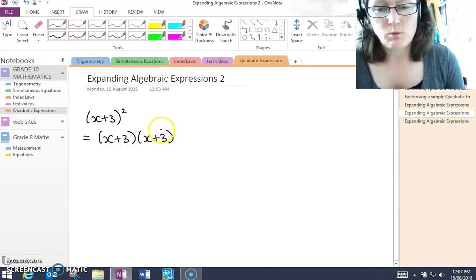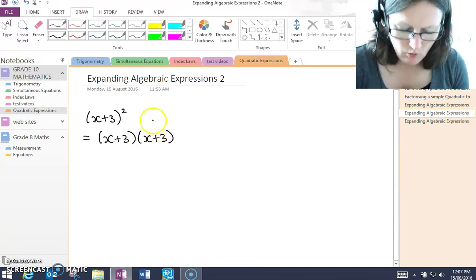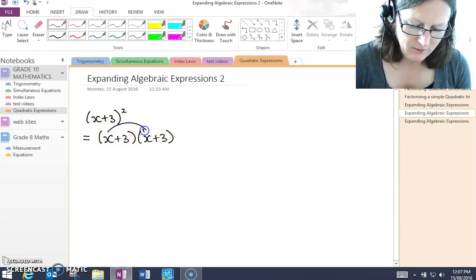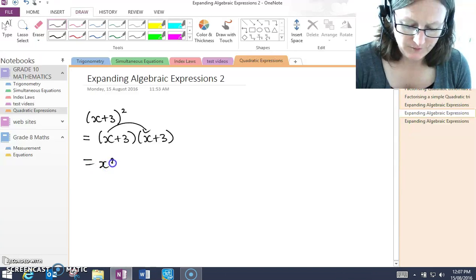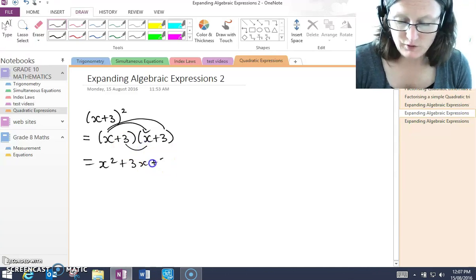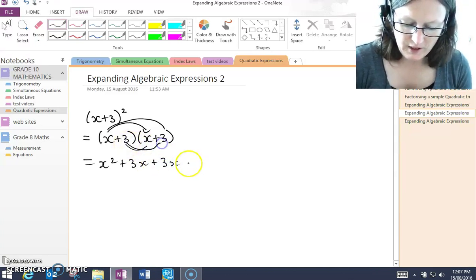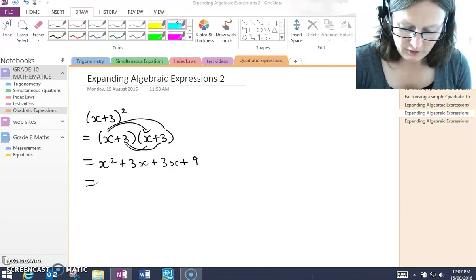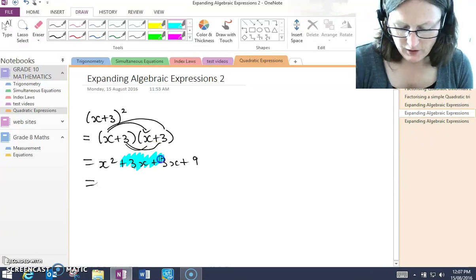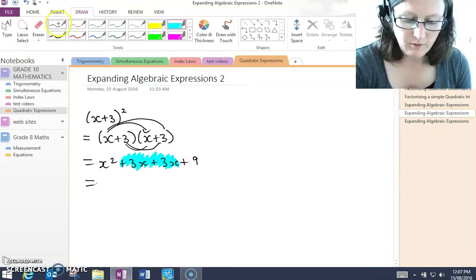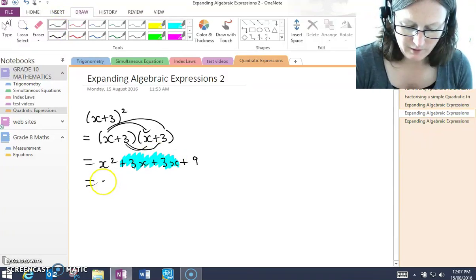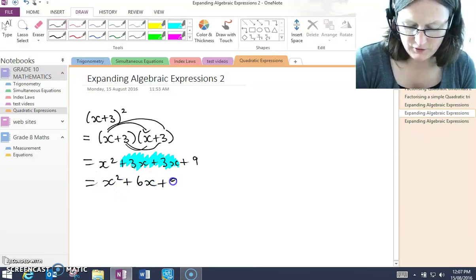If we expand this, what I've been terming in class as the long way, you would go x times x, which is x squared, x times 3, which is 3x, 3 times x, which is 3x, and 3 times 3, which is 9. From there, just like in the last video, we highlight our like terms and we then combine our like terms. So we would end up with x squared plus 6x plus 9.